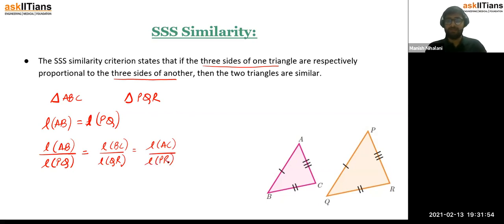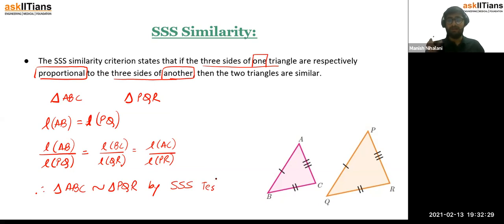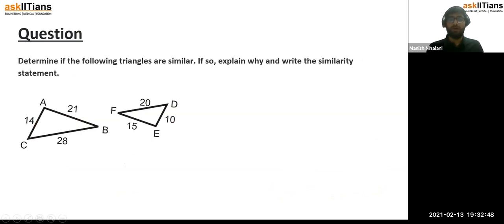If these three conditions are satisfied, that is, when all three sides of one triangle are proportional to the three sides of the other triangle, we say that the two triangles are similar by the SSS test. So here triangle ABC is similar to triangle PQR by the SSS test, the side side side test. Pretty simple, right? One more important thing to note: the lengths of the corresponding sides should be in proportion. They need not be equal. I hope that is clear.